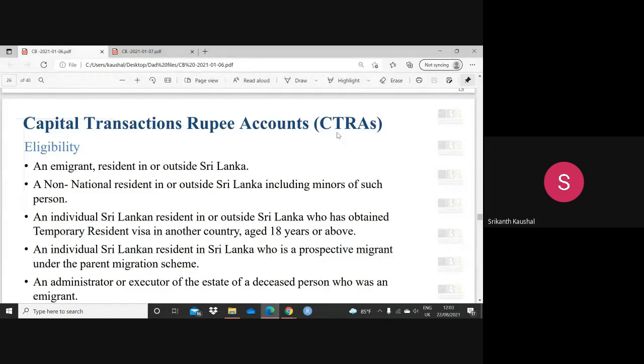So all those people are permitted to open, because when you are migrating, whatever assets are within Sri Lanka, you want to take them. For that purpose only, this account is opened, to take whatever assets belong to you, or maybe were gifted by your parents or grandparents. In order to take that, you have to open this account, CTRA, right?